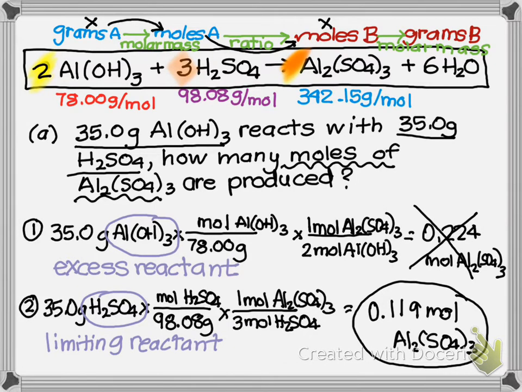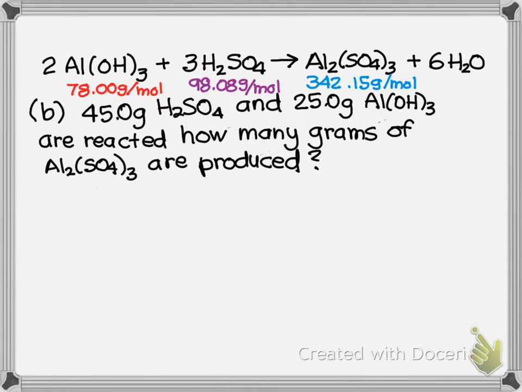Let's take a look at letter B. This question used the same balanced chemical equation, but it says 45 grams of sulfuric acid and 25 grams of aluminum hydroxide are reacted, and how many grams of product are produced.